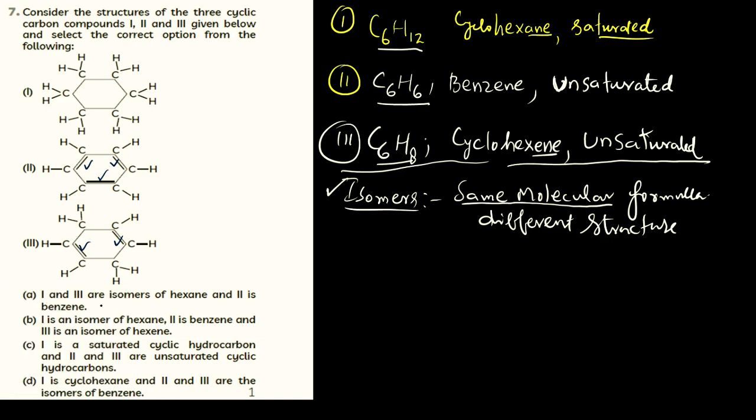Any option having isomer in word in it will not be your answer. Isomer, isomer, isomer, no. So we can eliminate three options, first, second, and last one. So we arrived on the answer automatically. This is your answer. Okay. Sometimes it's called no look answer. Don't look at the answer. It is the answer.